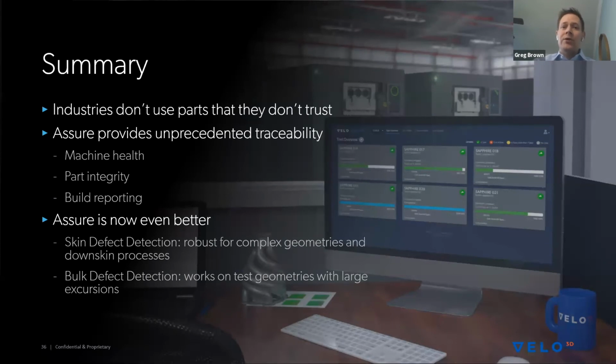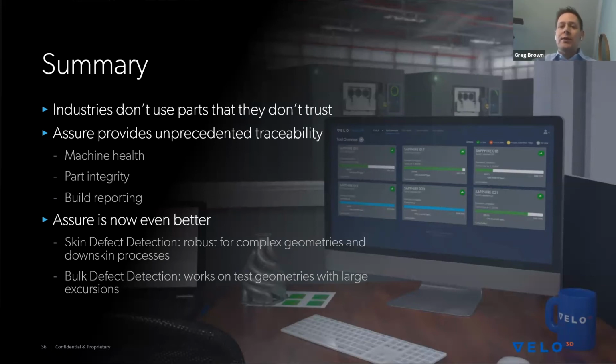And now as we move forward, Assure is getting even better with our introduction of defect detection modes. At the moment, I would say that our skin defect detection is quite robust for complex geometries and for downskin processing of complex geometries. And so we can really leverage it for internal channels to look for breakdowns and defectivity.